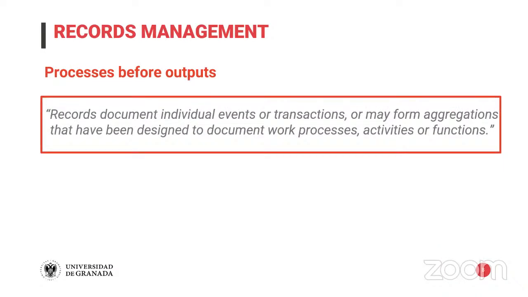The next excerpt is about processes before outputs. And this one says that records document individual events or transactions, or may form aggregations that have been designed to document work processes, activities, or functions. And traditionally, we have always worked with just one version of the document, the publisher-branded version.